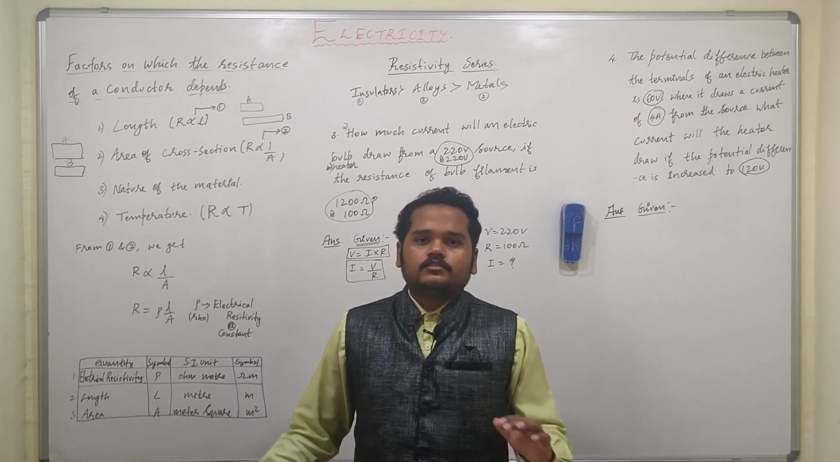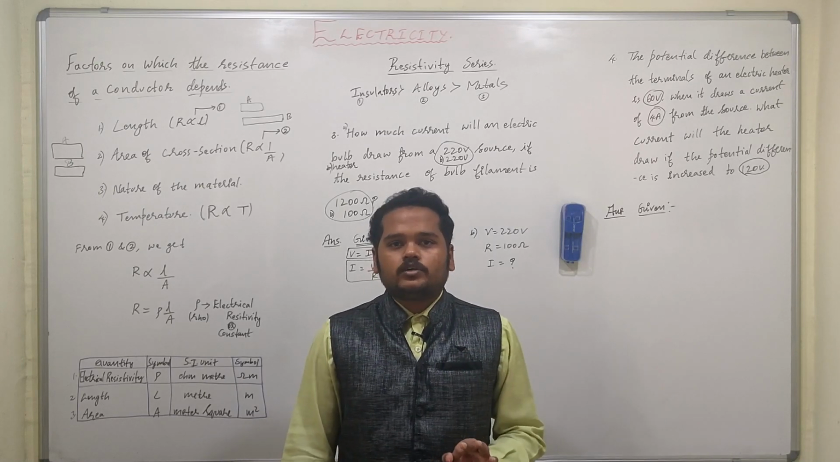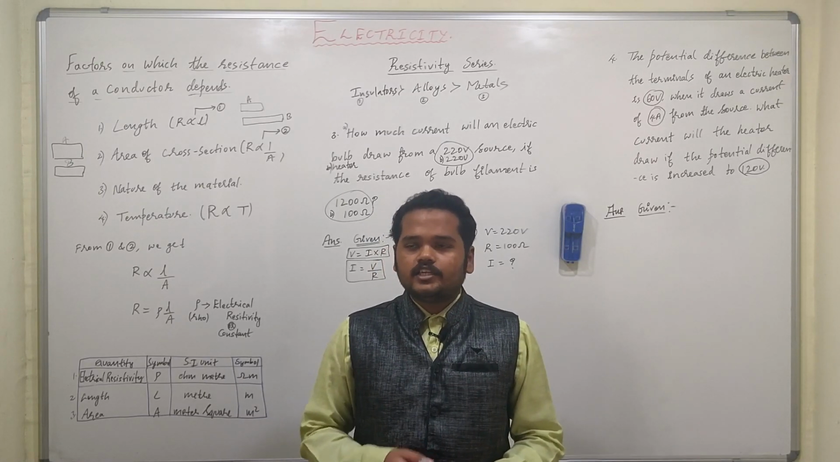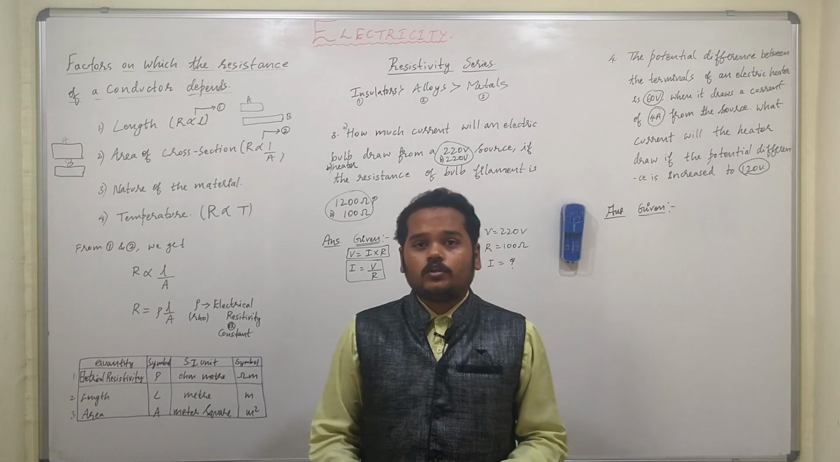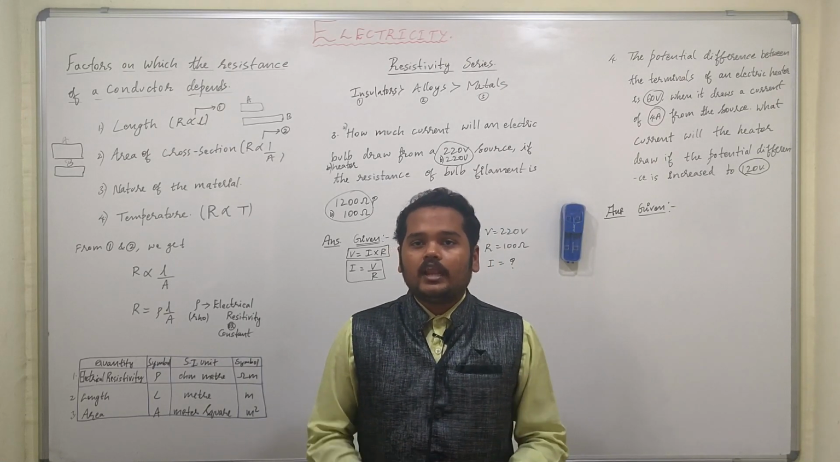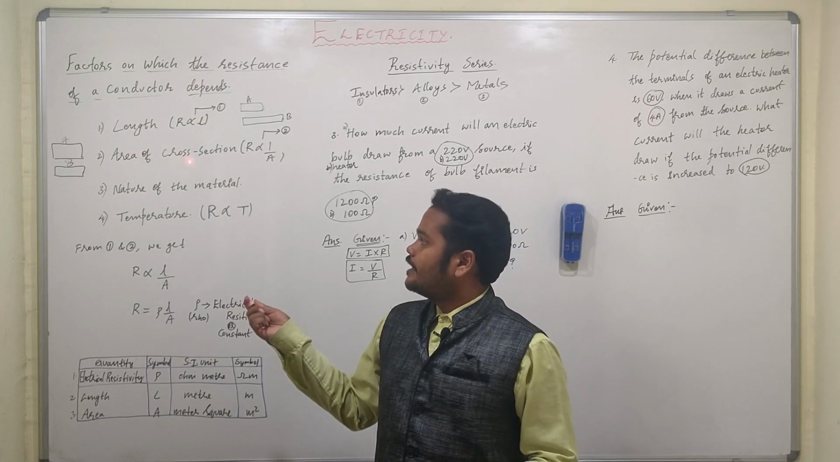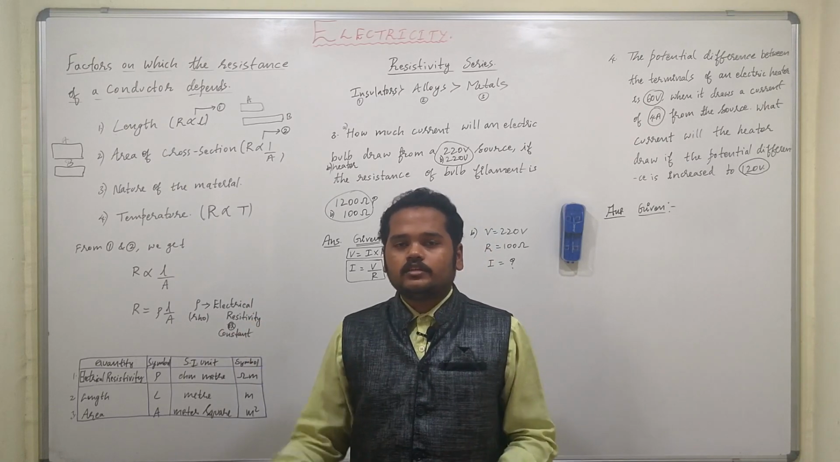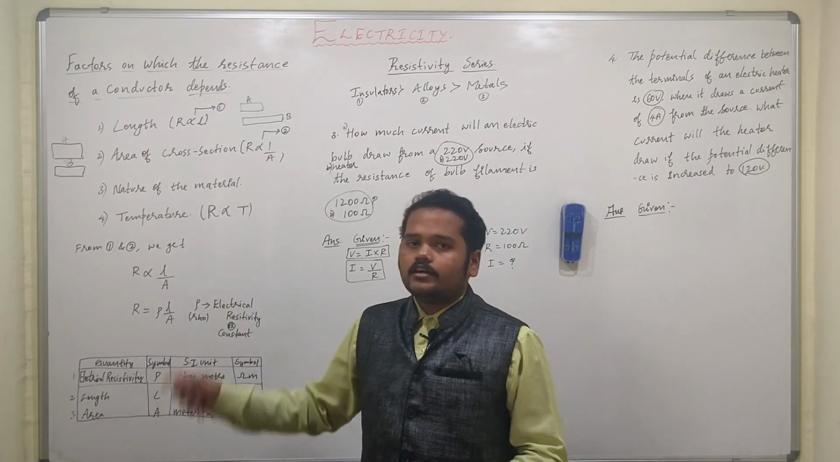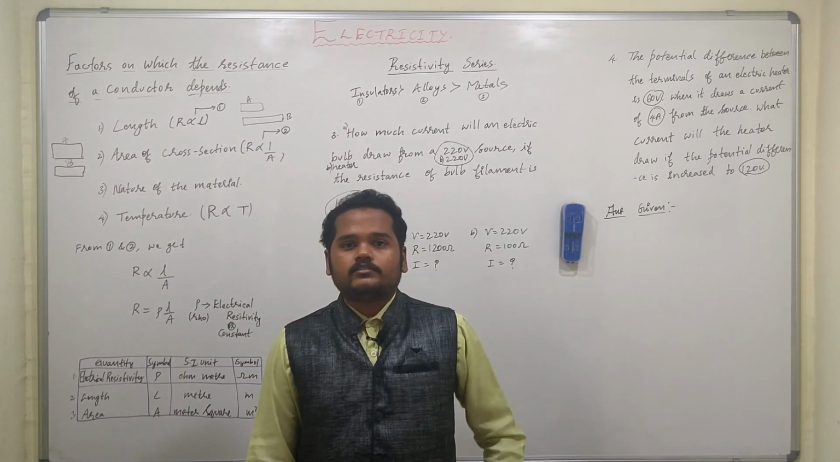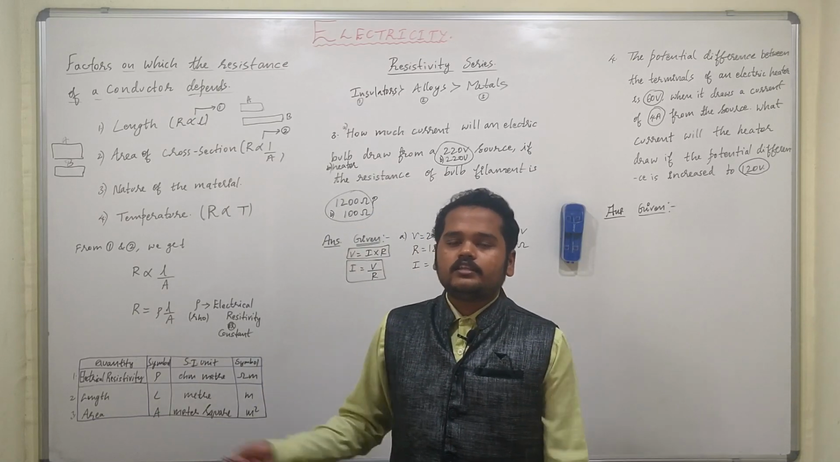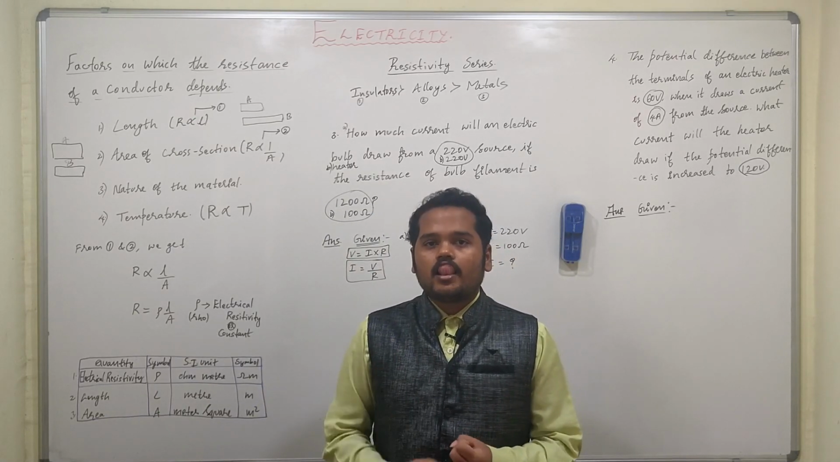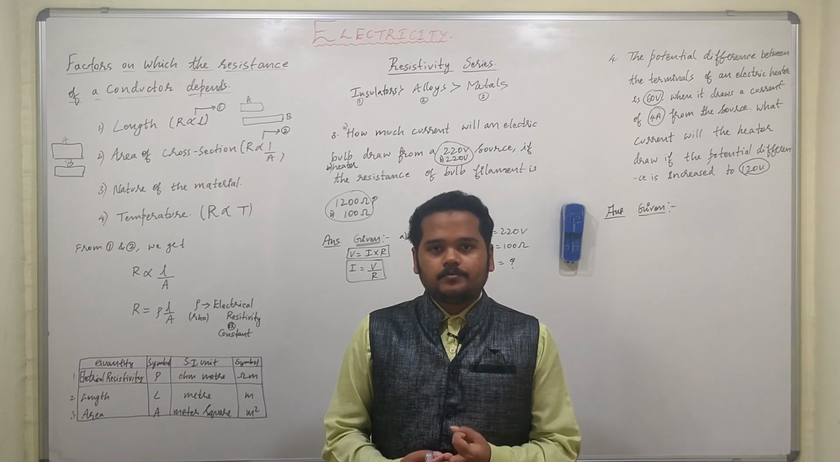Here in this concept we have learnt new terms. One, electrical resistivity, rho, which is a constant. Two, length. Three, area. Four, temperature. Mainly three, that is area. Now we will see the SI units of these three things: electrical resistivity, length and area.